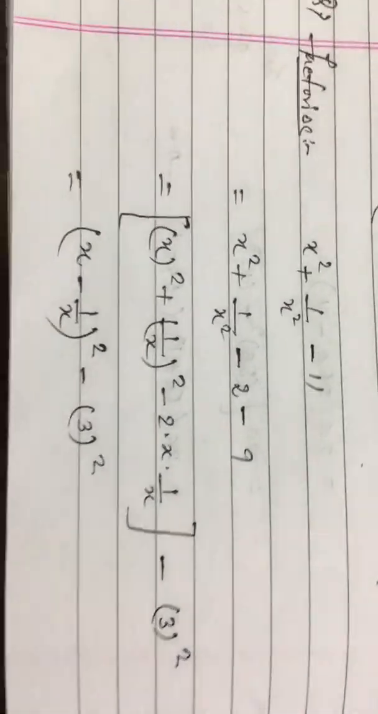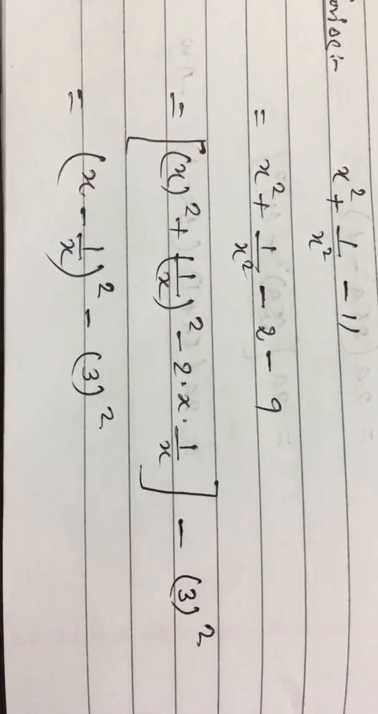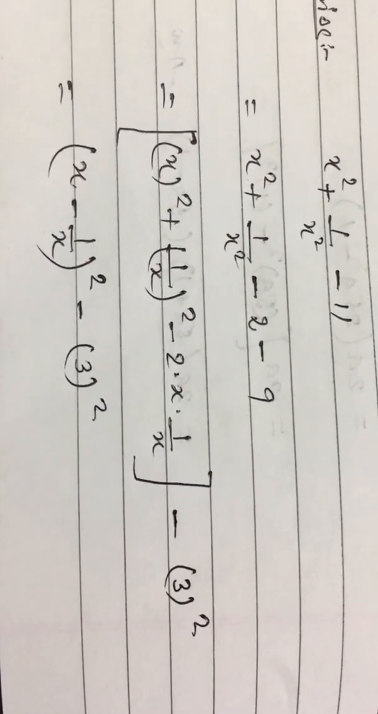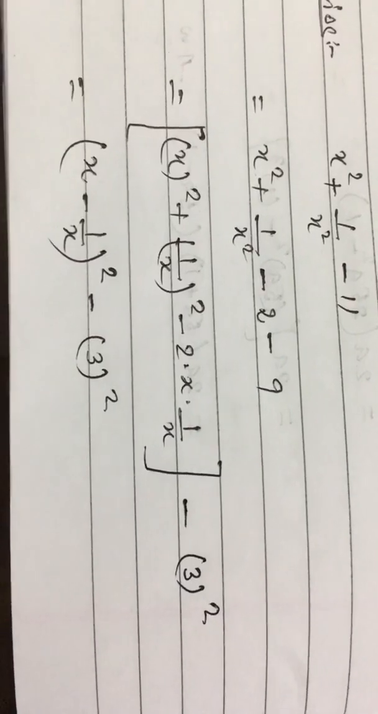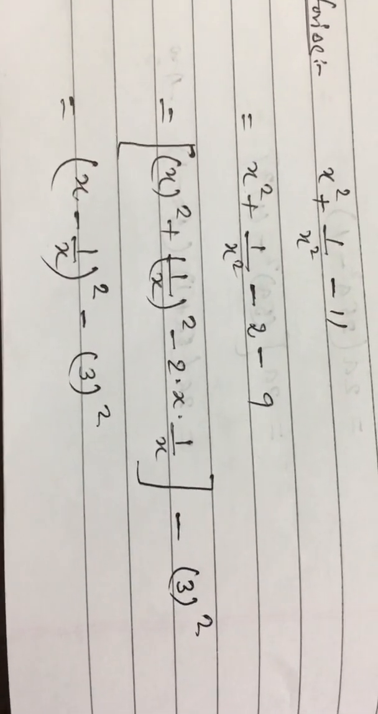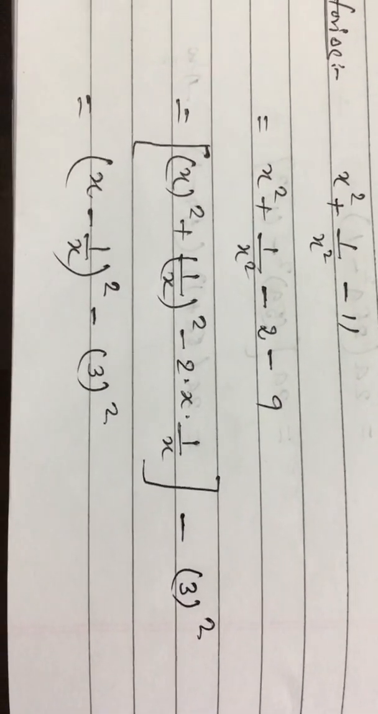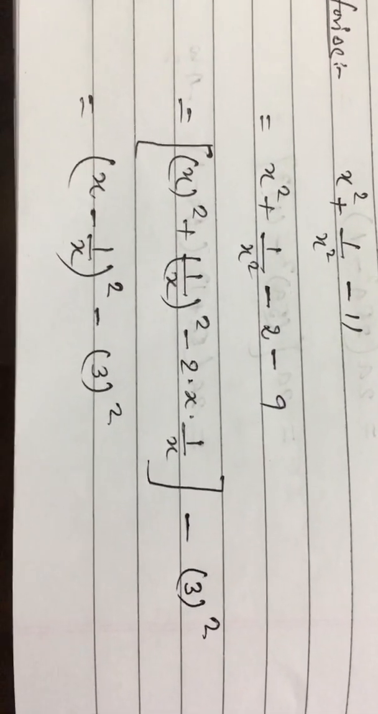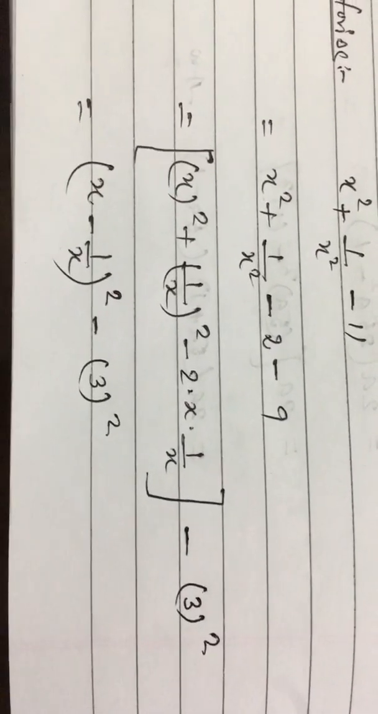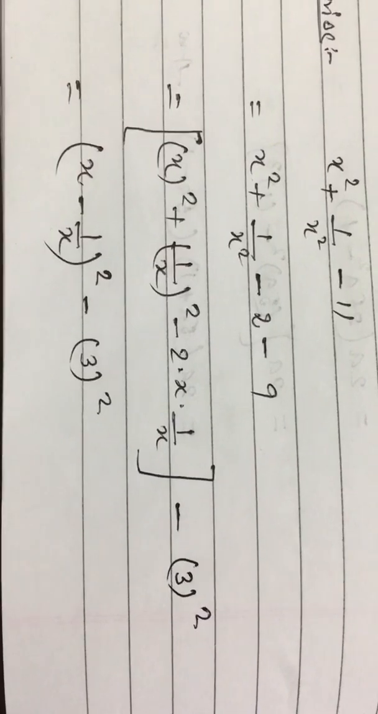See, in this question, factorize x square plus 1 by x square minus 11. Now see the second line, what I have written. Instead of 11, we can write minus 2 and minus 9. Why are we writing minus 2 and minus 9? Because 9 is the perfect square of 3.